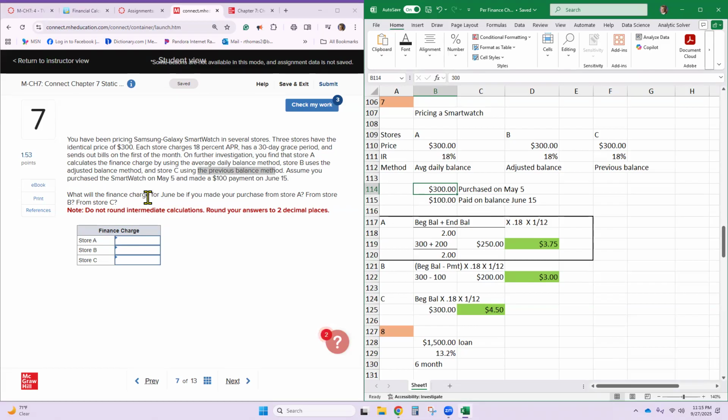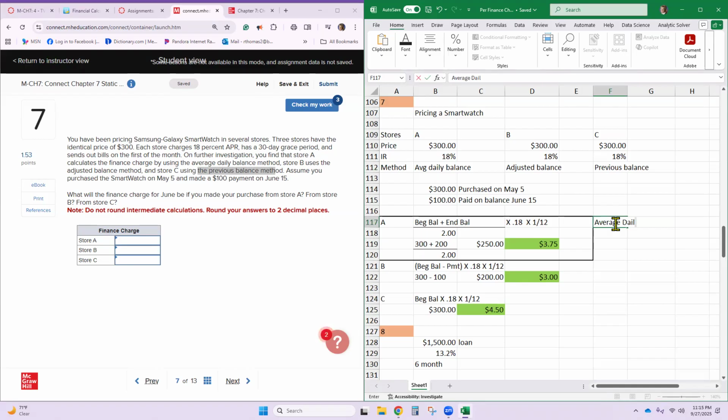And so let's calculate what the finance charges would be. What will the finance charge for June be if you made your purchase from Store A, B, or C? Okay, so here's how it's going to go. Here's the formula. Okay, here's the formula right here for, you put this one down, this is called the average daily balance.